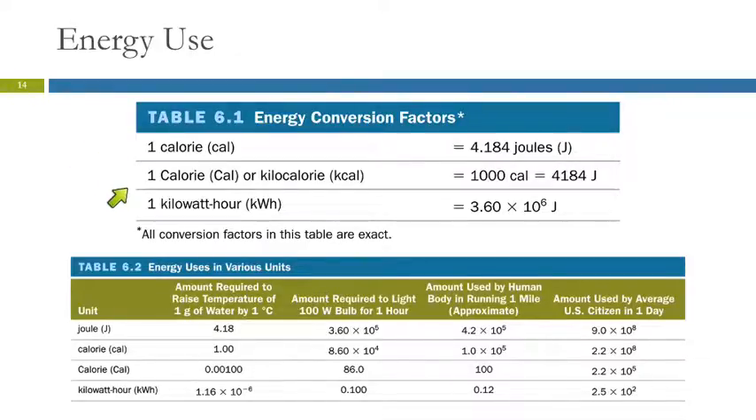These are some conversion factors from your book. You might need to look them up. We won't use kilowatt hours very often, but you can do a conversion there. And we already talked about those. This is just, you know, kind of for your interest, the size of these things. So if you think about running a mile, how much energy is that? Well, that's 4.2 times 10 to the 5th joules, 1 times 10 to the 5th regular calories, 100 nutritional calories, or 0.12 kilowatt hours.